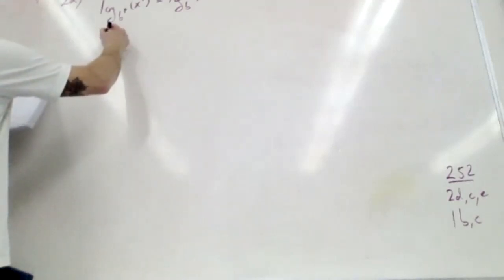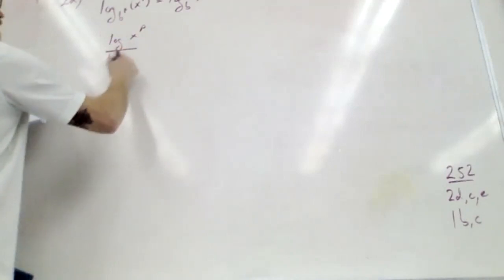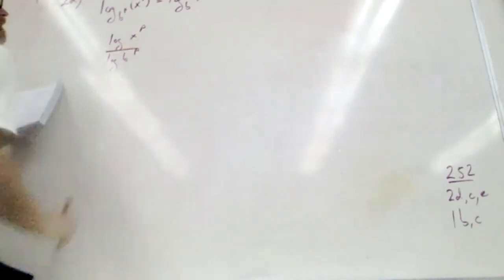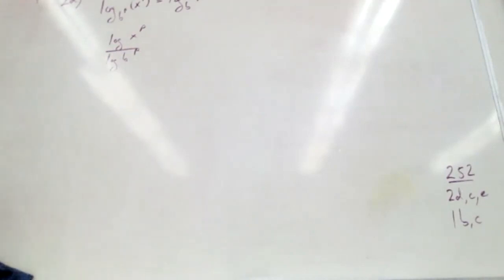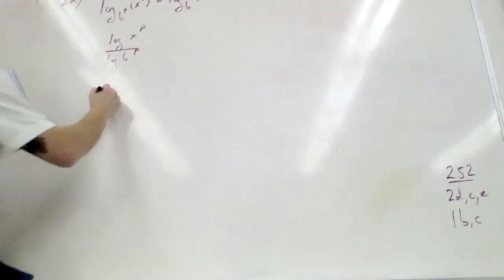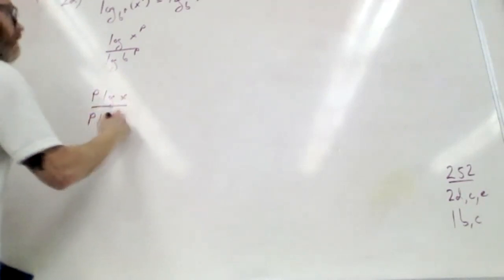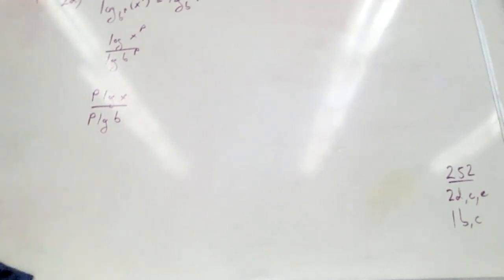This looks like another rule 5. We're gonna get these rules on the test. So log of x to the p over log of b to the p. Okay, yeah, I see where it's going. So then you can put the p in front: p log of x over p log of b. The p's cancel.